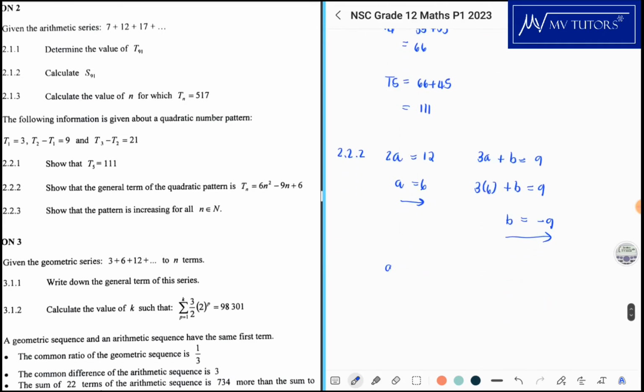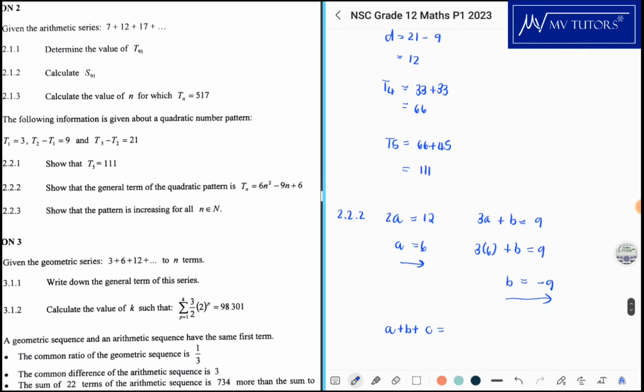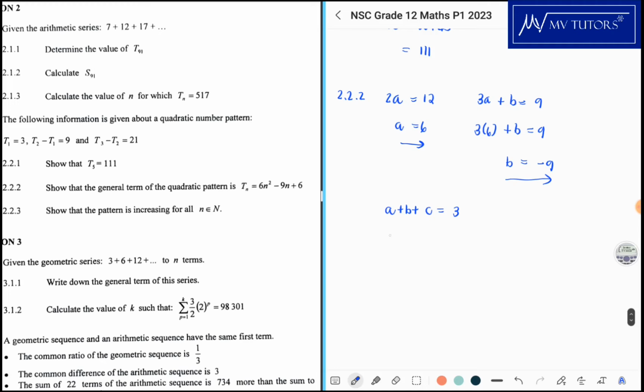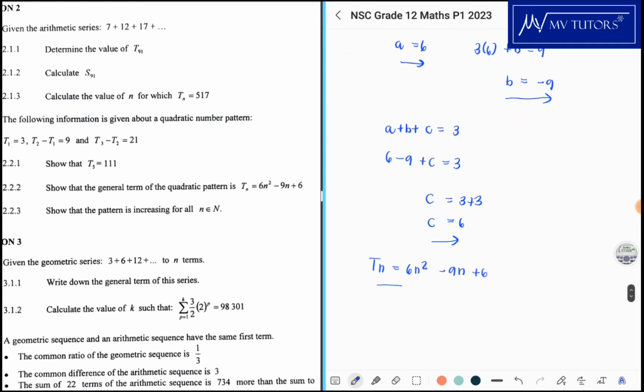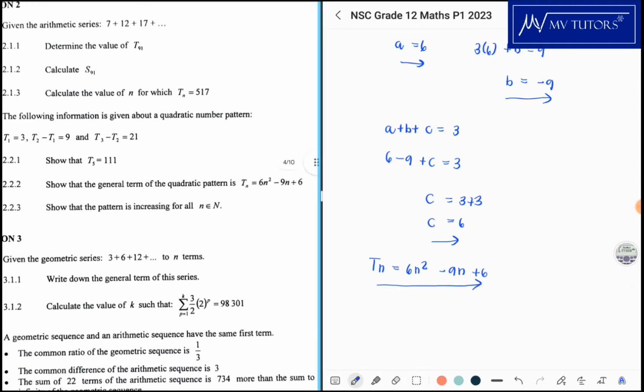And then lastly, we have a plus b plus c, which is equal to 3. All right, we know that a is 6, b is negative 9. Now, 6 minus 9 is negative 3. If I take negative 3 to the other side, it will be positive 3. So c is 6, which is absolutely awesome because now we can write down our term formula, which is 6n squared minus 9n plus 6, and we have proved it. We have shown that the general term is this. It's nice when things are coming together.